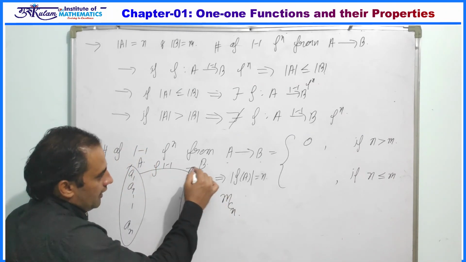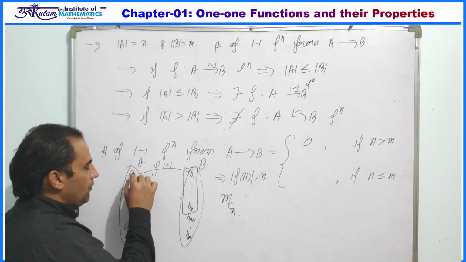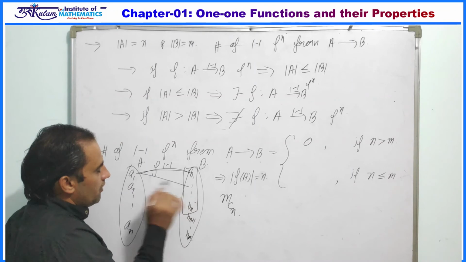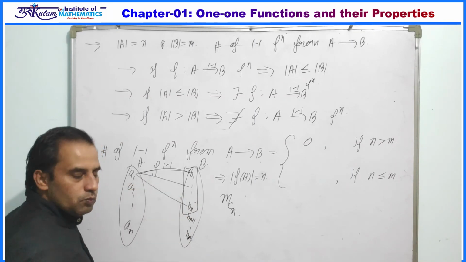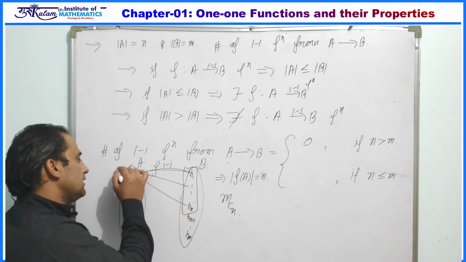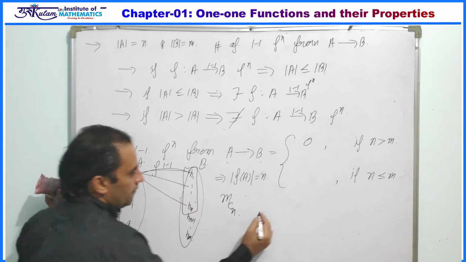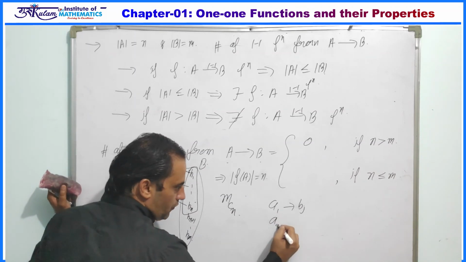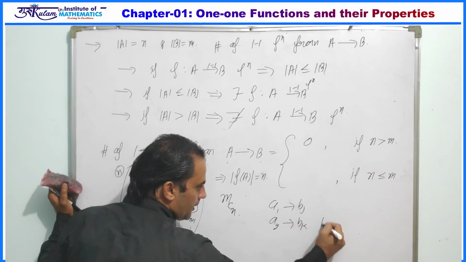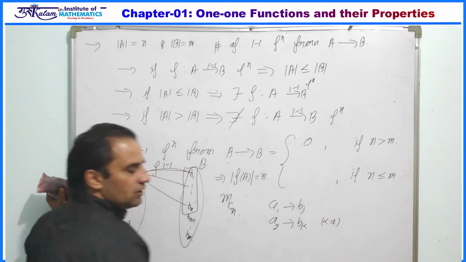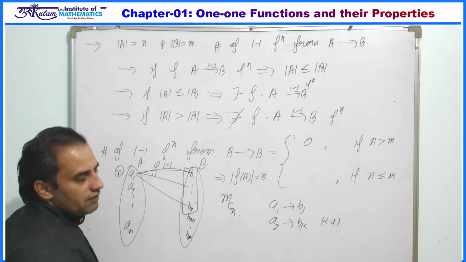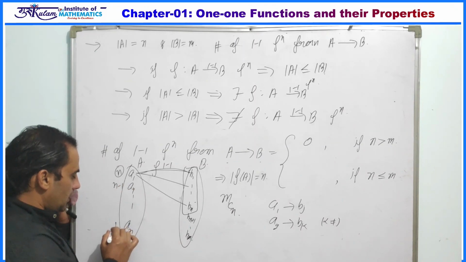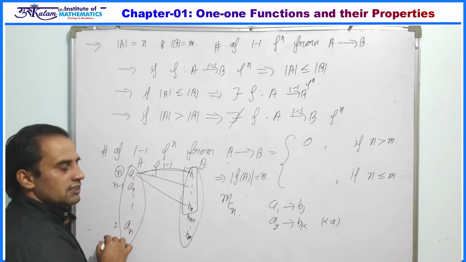Now if we pick any n elements, the number of 1-1 functions from this set to this set: a1 can map to b1, a1 can map to b2, a1 can map to bn. So the choices for a1 are n. Now if the image of a1 is some bj, then the image of a2 is some bk, but bj is never equal to bk since the function is 1-1. So the choices for a2 are n minus 1, and the choices for an are 1. So the total number of choices is n factorial.